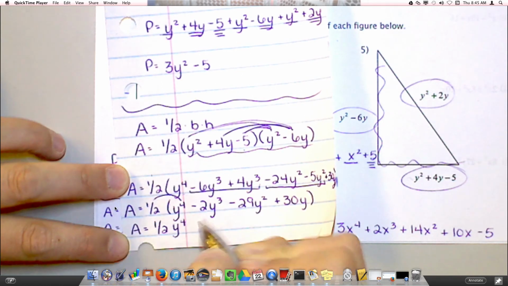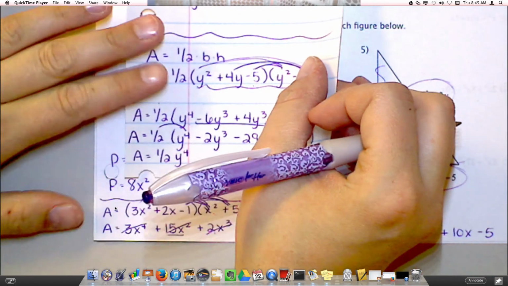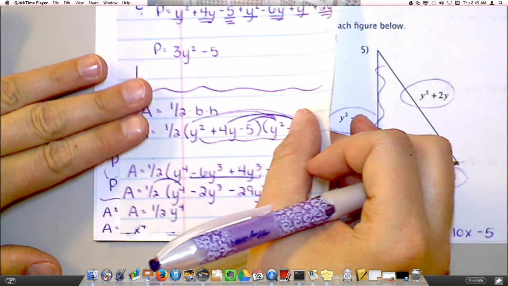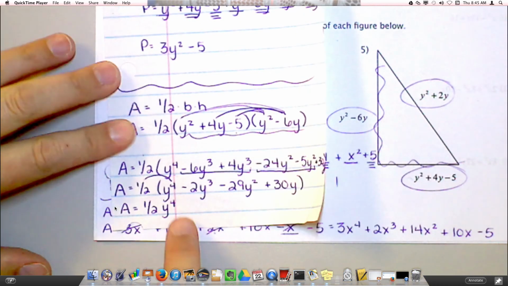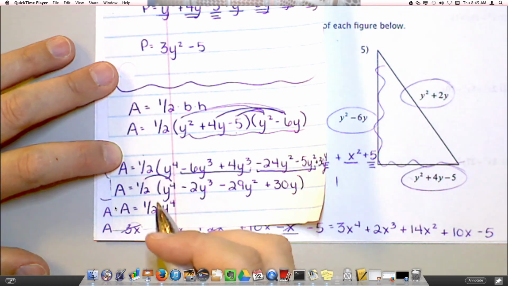So, Isaac, that is the mistake that I see a lot. A lot of people do the 1/2 times the y to the 4th. Remember that 4 is an exponent, and the 1/2 is just a regular number, so they don't mix at all.